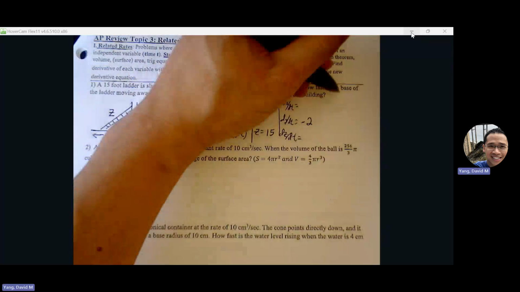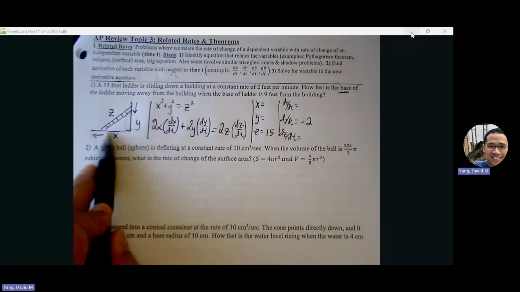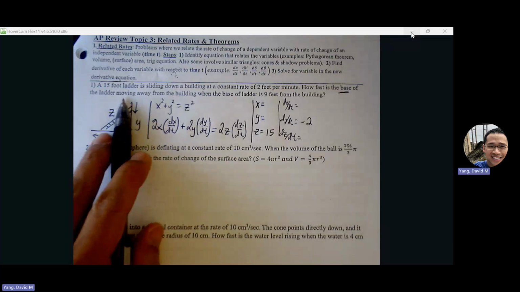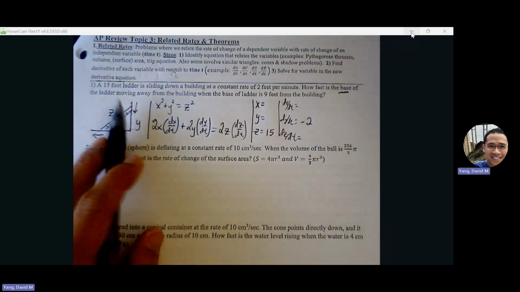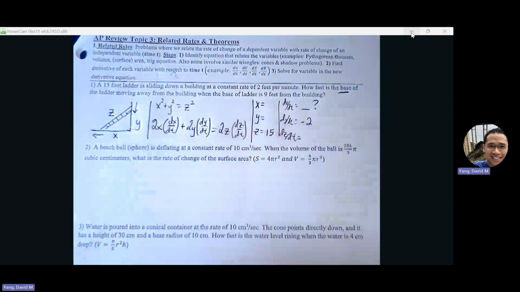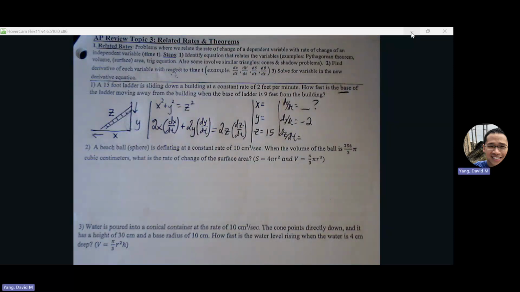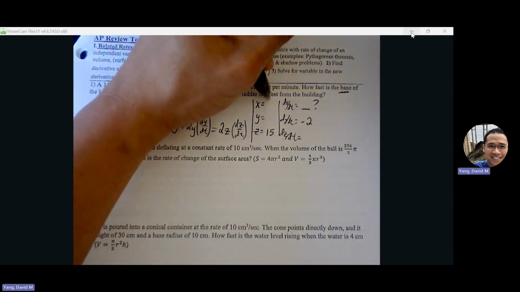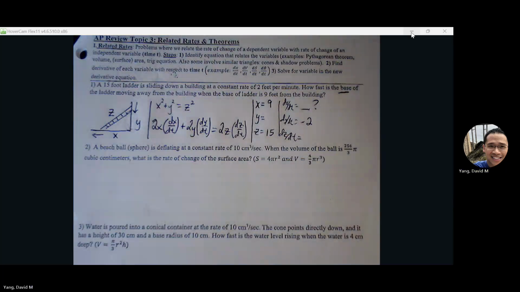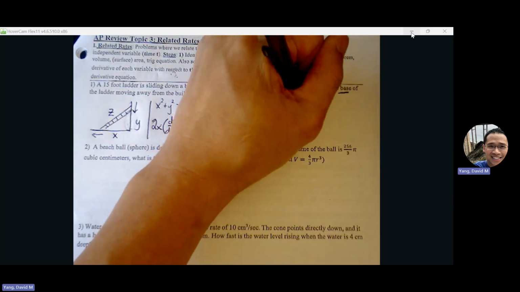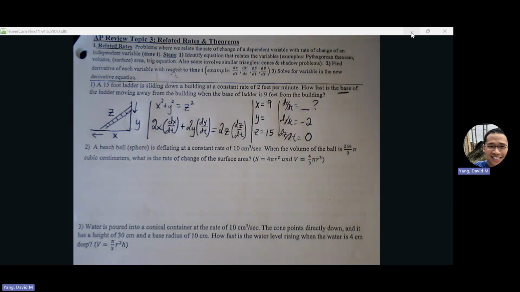Okay. How fast is the base of the ladder moving? You see the word base, that's referring to that horizontal component of our triangle. How fast is it moving? That's the unknown. That's our dx dt. When the base of the ladder is 9 feet from the building, we know that's x. We already talked about how the ladder is not changing over time, so dz dt, the rate of change, is 0.